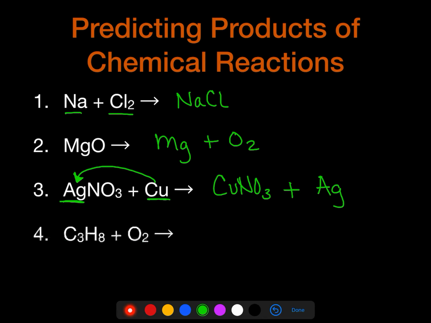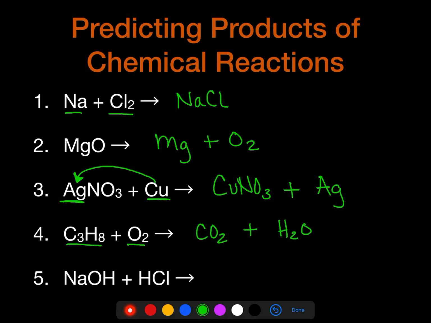Of course, here we see another carbon-based compound. So carbon-based compound and oxygen, we know it's combustion. And when it's the carbon-based compound, it's always going to be carbon dioxide, CO2, plus H2O. I'm not showing matter as being conserved here because we're not balancing equations yet. We'll get to that later.